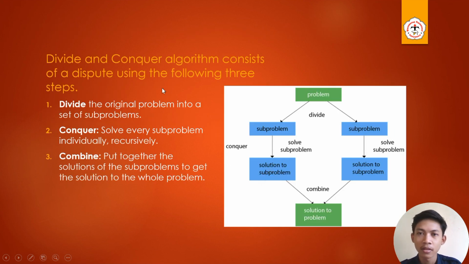Next, a divide and conquer algorithm consists of a dispute using the following three steps. First, divide the original problem into a set of sub-problems. Second, conquer: solve every sub-problem individually and recursively. And last, combine: put together the solutions of the sub-problems to get the solution to the whole problem. Here you will see in these graphics an image about the divide and conquer algorithm.